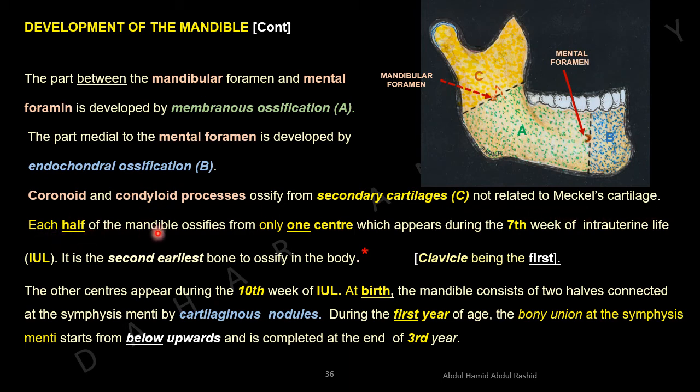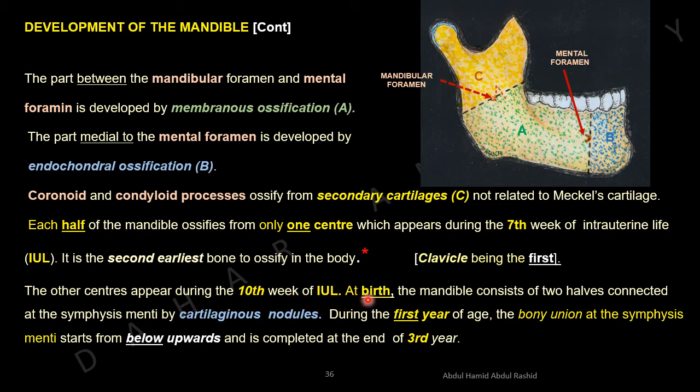Each half of the mandible ossifies from only one center, which appears during the 7th week of intrauterine life. It is the second earliest bone to ossify in the body, the clavicle being the first. The other centers appear during the 10th week of intrauterine life.